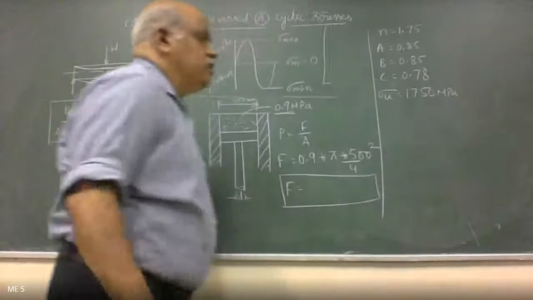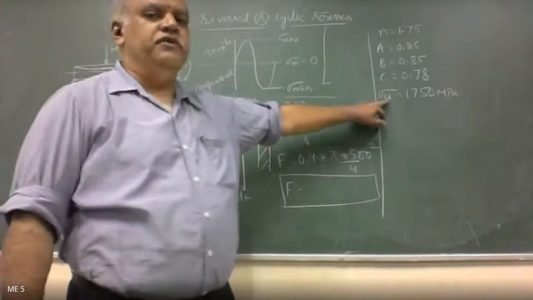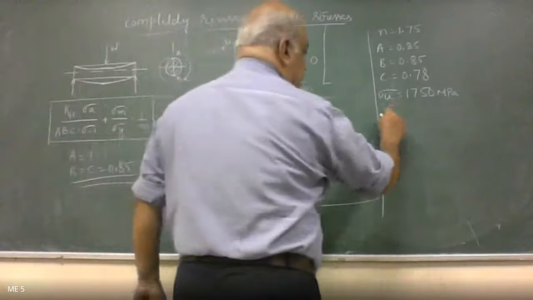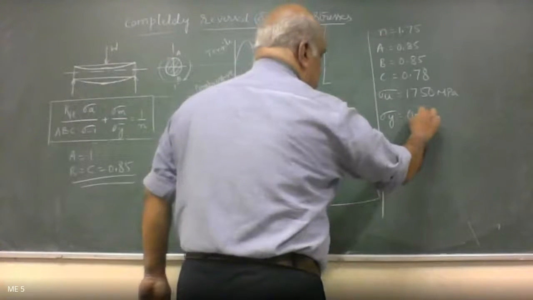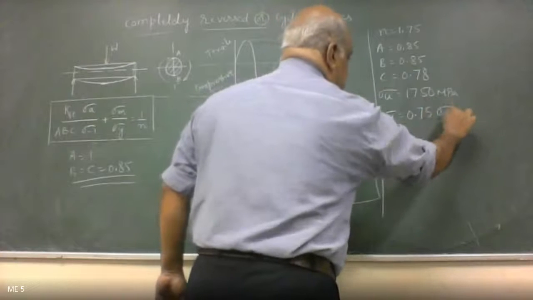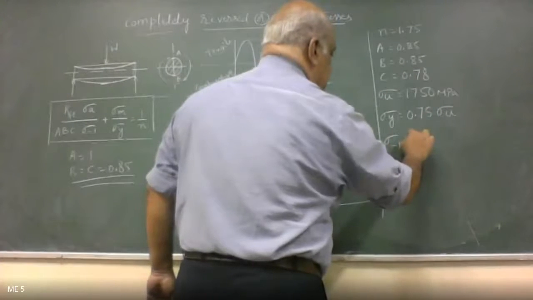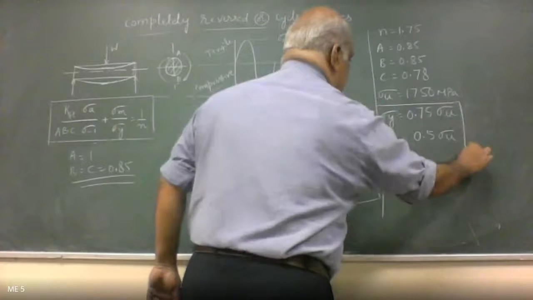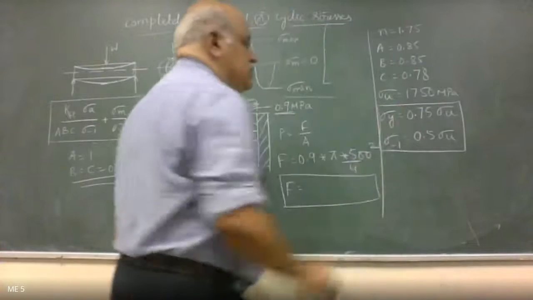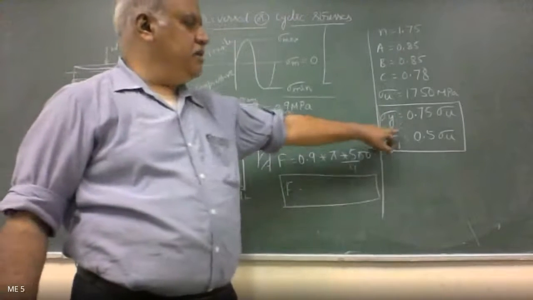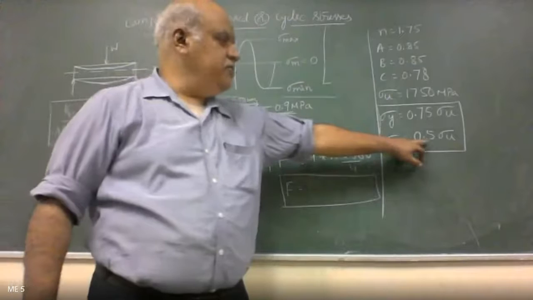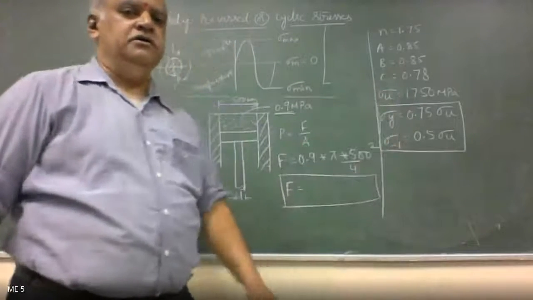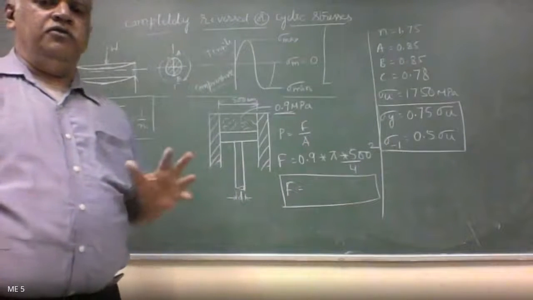So we are not given the values of yield stress and endurance strength over here. In such cases, what we can take for practical purposes is sigma y equal to 0.75 times sigma u, and sigma endurance we can take as 0.5 times sigma u. If not given, we can take these values for practical purposes. That is, endurance strength is 50% of ultimate strength, yield stress is 75% of ultimate strength. Is that okay? Now can you solve the problem?